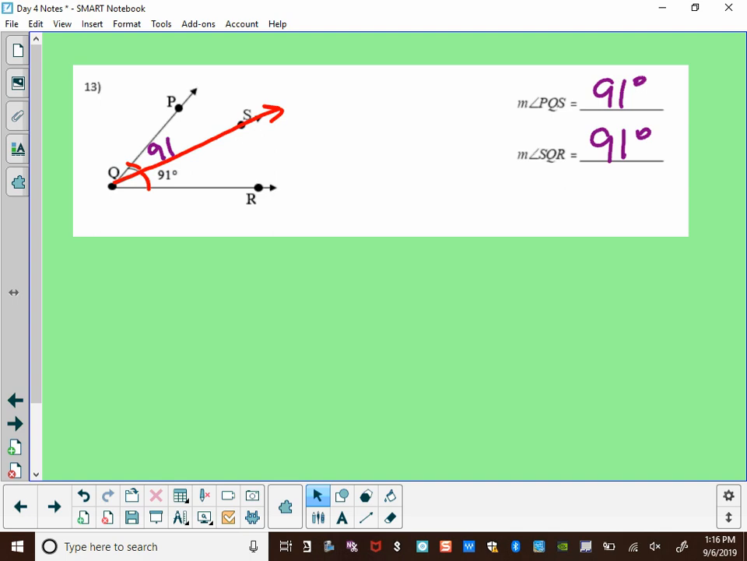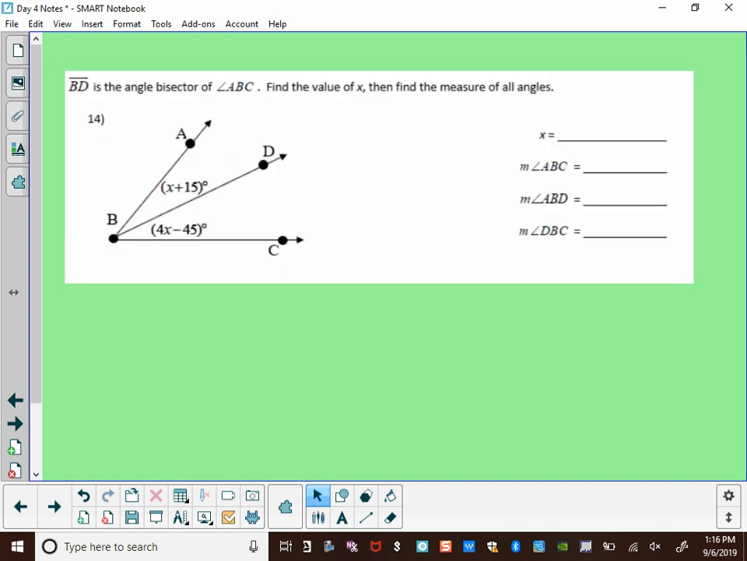Now we're done. The last problem was also very similar. It says that BD is the angle bisector, so therefore I know that those two expressions will be equal to each other.